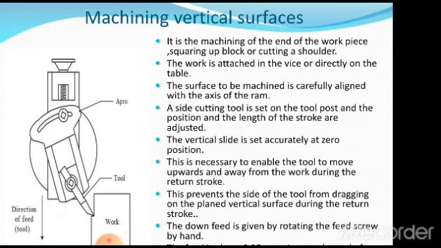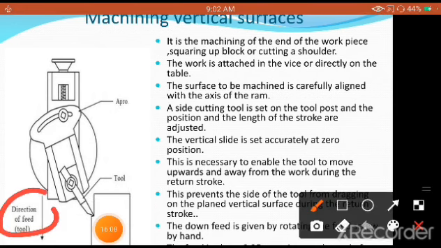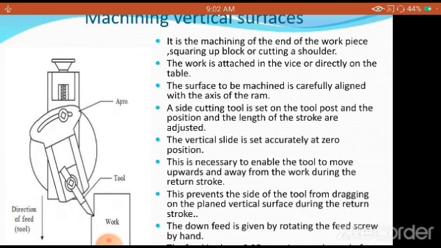Here the feeding is given in this direction, as you are going to see here. This is called a feeding of the tool, given like this, but the workpiece feed is given like this only. Try to understand that. Okay, that is very, very important.